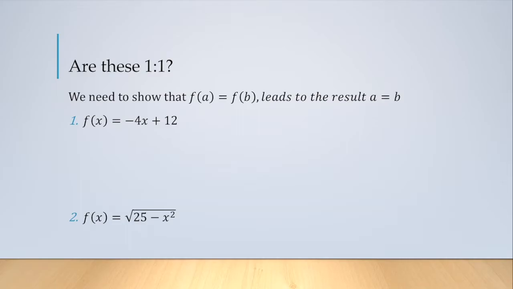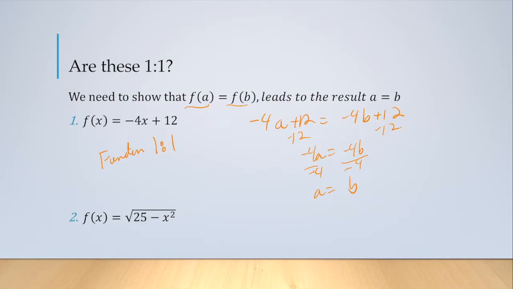I can prove that an equation is one-to-one if I show that f of a equals f of b leads to a equals b. So let's say I have f of x is -4x plus 12. This means I have -4a plus 12 equals -4b plus 12. Subtract 12 from both sides. -4a is -4b. Divide by -4. A equals b. So this is a function, and it is one-to-one.